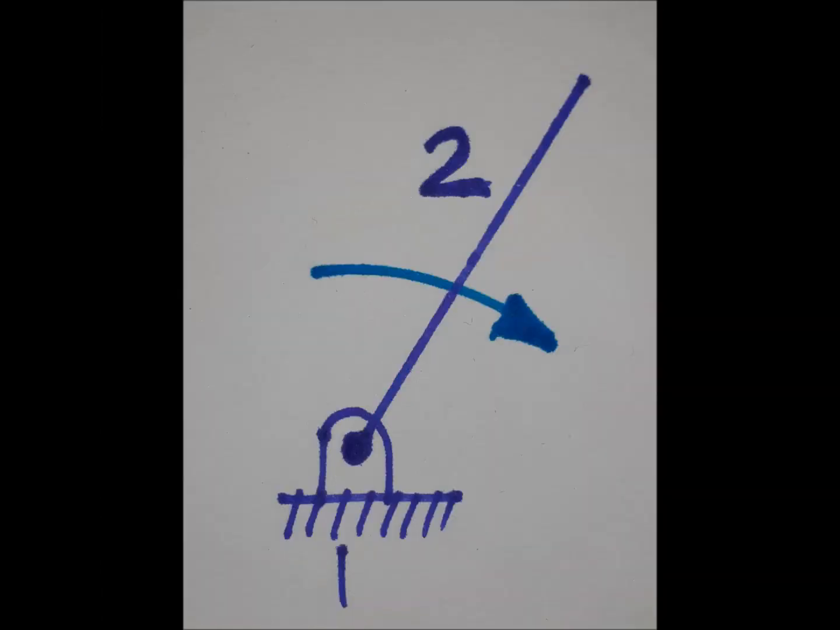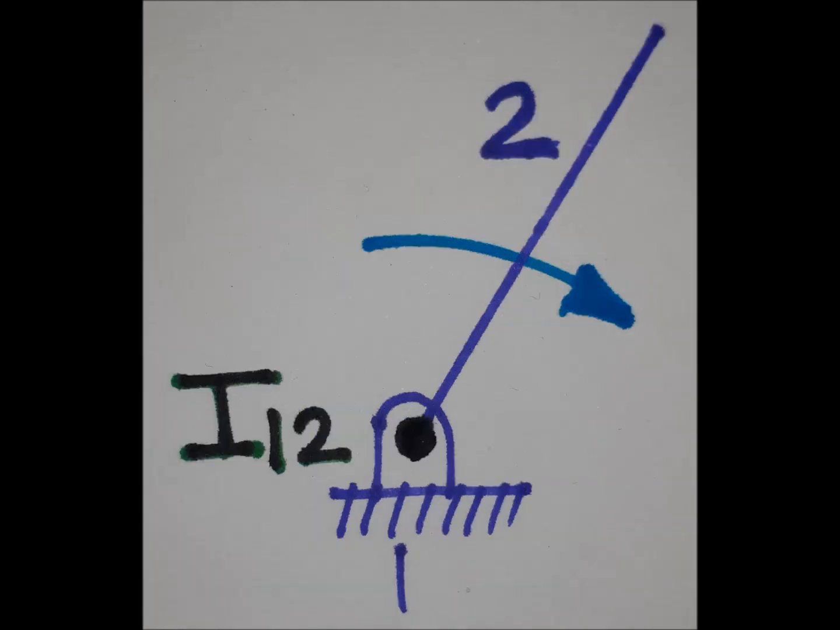Now consider the next case. The fixed link is link number 1 and there is a turning pair between link number 1 and link number 2. Hence ICR I12 for this arrangement will be at the turning pair or pivot. Link number 2 is rotating in the clockwise direction.